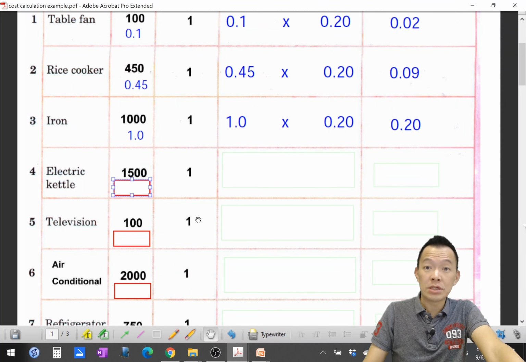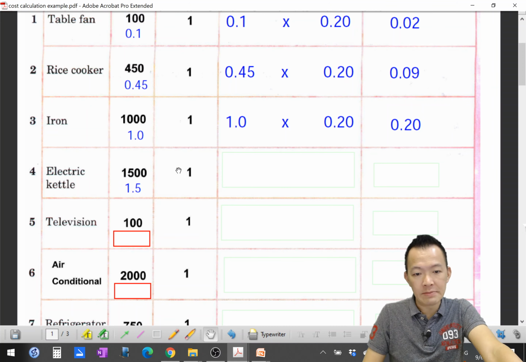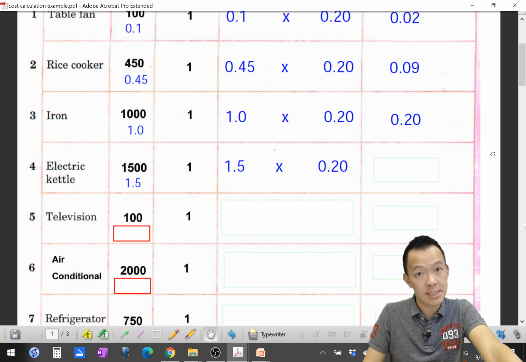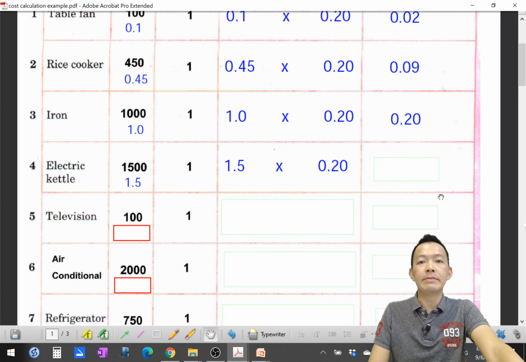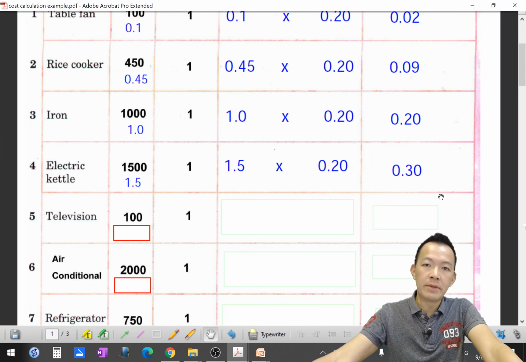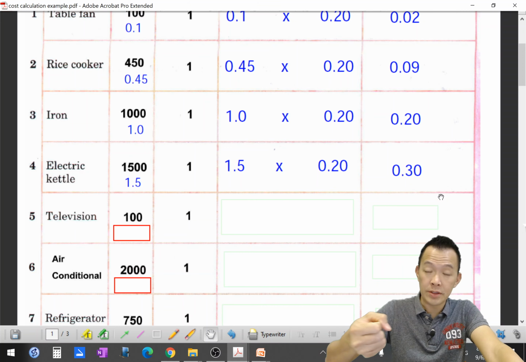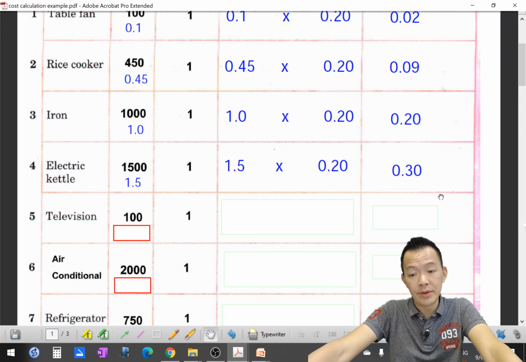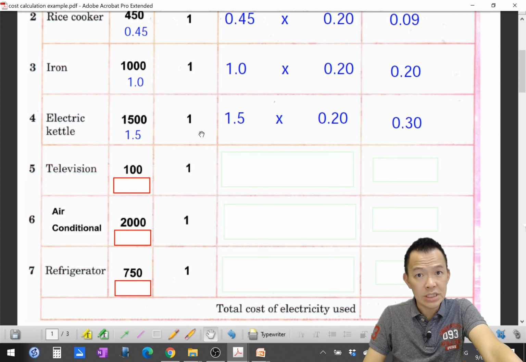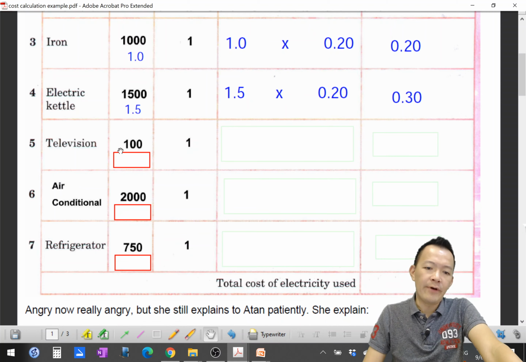Next, electric kettle for boiling water, 1500 watts. It means 1.5 kilowatts. Times 1 hour, so it will be 1.5 units times 20 cents. Totally, how many cents per hour? 30 cents. But when we boil water normally, in 5 minutes the water starts to boil. A normal 4.2 liter electric kettle needs 5 minutes only. So 30 cents is not the real cost for 1 hour. The real cost should be divided by what? So for the real cost, since you boil water for only 5 minutes, you multiply by 5 and divide by 60.